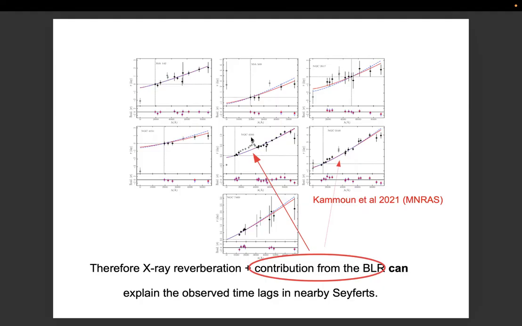All what we were trying to do is that the general size of the time lags, yes, they can be explained by X-ray illumination of the standard Novikov-Thorne disk, in this case, because we have spins that are up to 1, right? Okay.